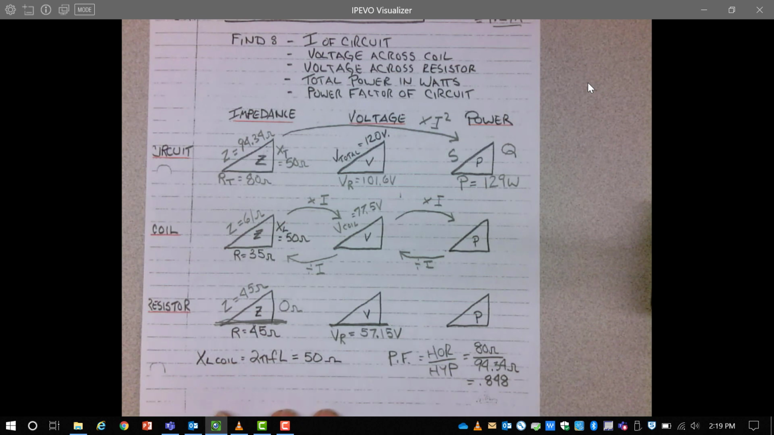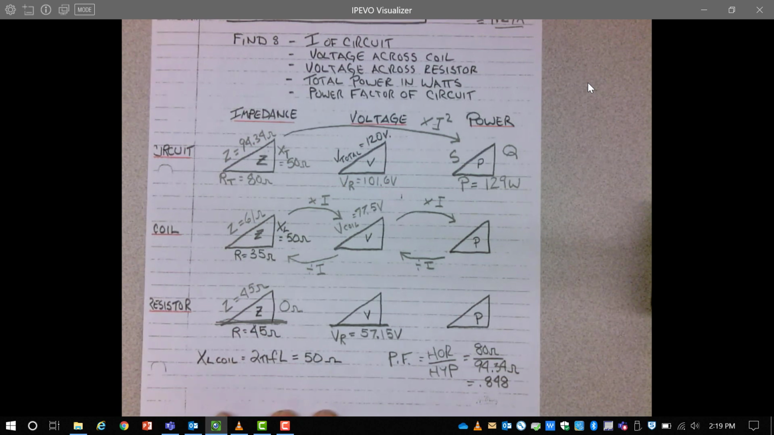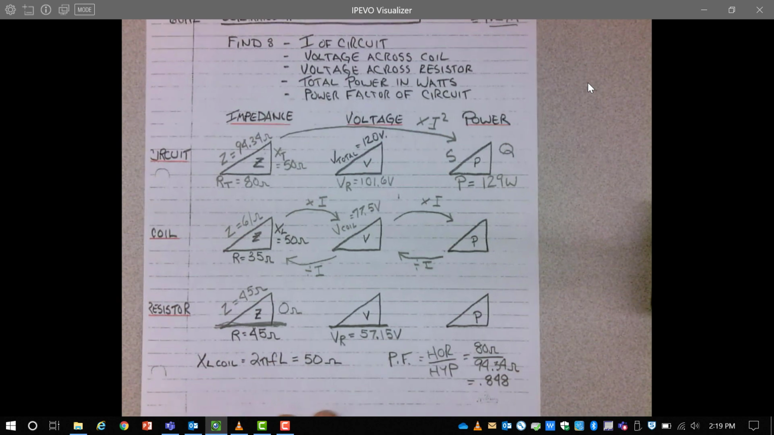Okay, that's the circuit. Hopefully this helps you to find those values, and hopefully it helps you to work with these types of circuits.